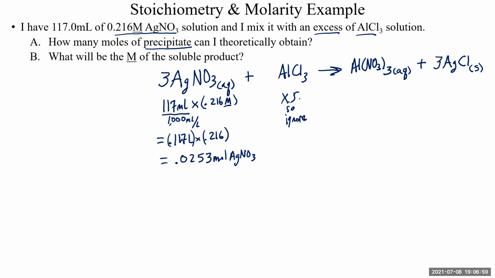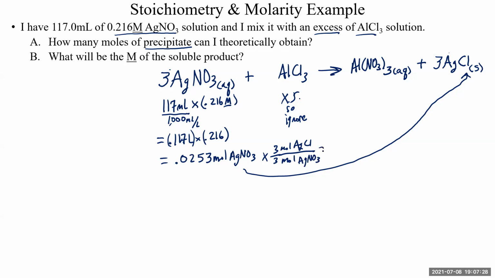Whenever you have an excess of one of your reactants, or when the quantity of that reactant isn't mentioned, you don't have to worry about it. So we're just going to calculate from moles of silver nitrate how many moles of precipitate I can theoretically obtain. Our precipitate, again, is this solid. It's a 3-to-3 ratio. So 3 moles of silver chloride for every 3 moles of silver nitrate.